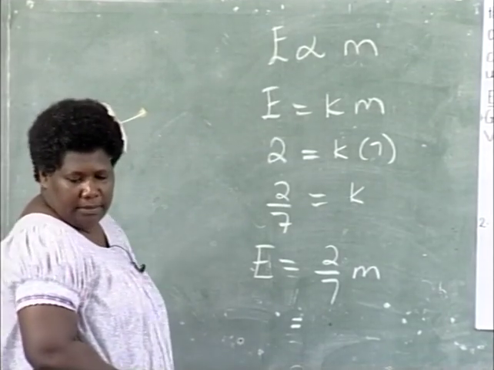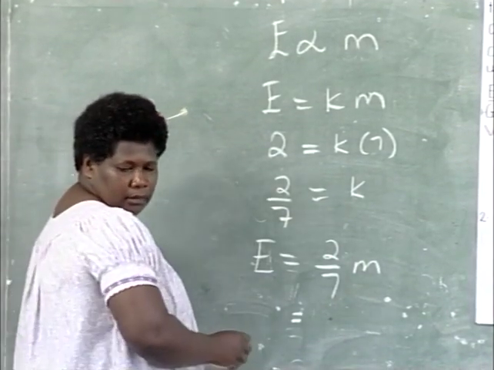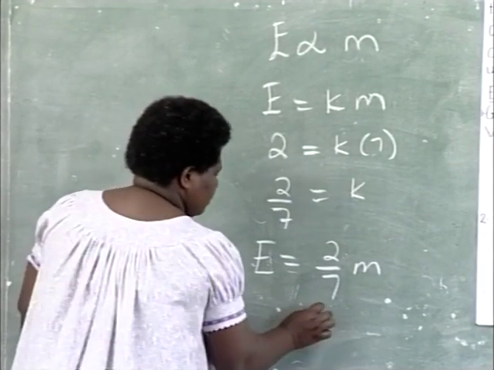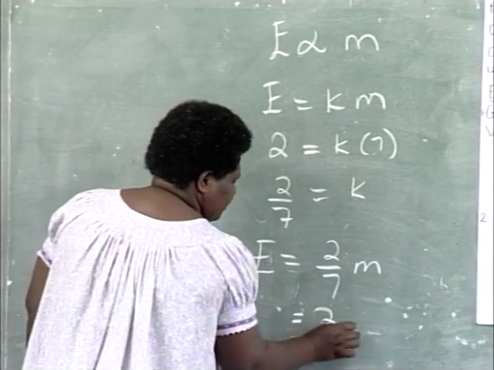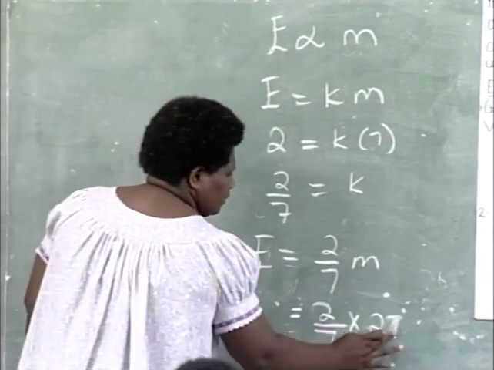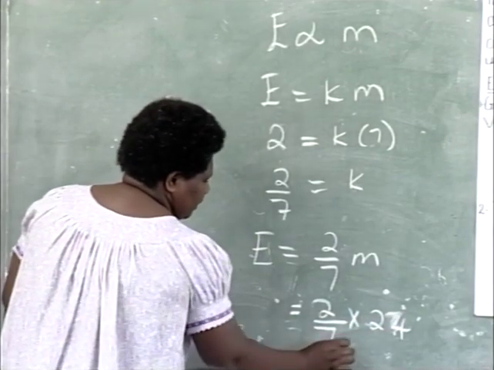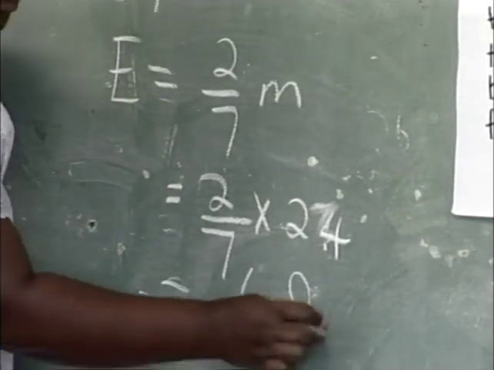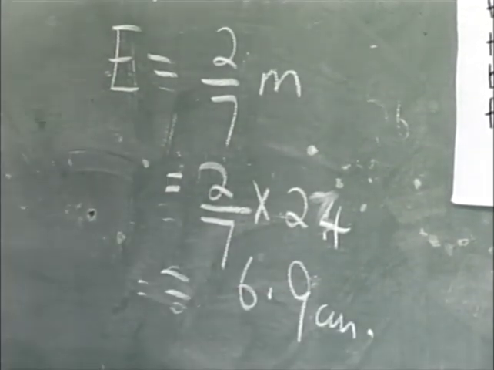Okay, so since the mass is 24 kilograms, 2 on 7 times 24 will give 6 point whatever it is, to 1 decimal place, 6.9 centimeters.